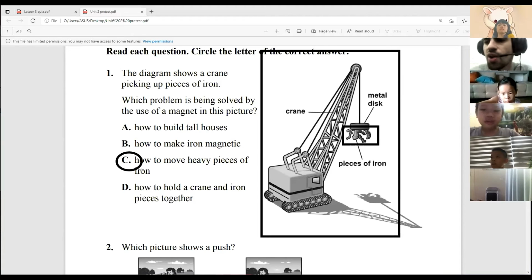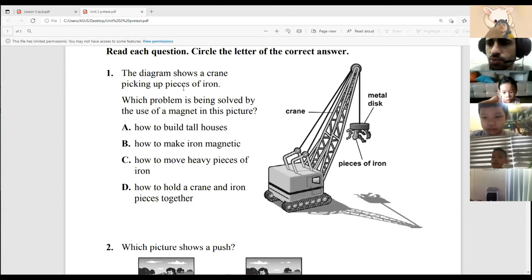Yeah, I agree. Ray got it correct on his first try. It's to move heavy pieces of iron, okay? Because they're really heavy. They're hard to move.